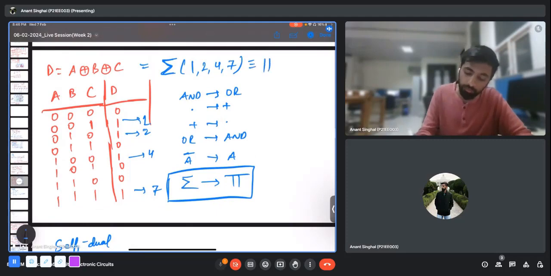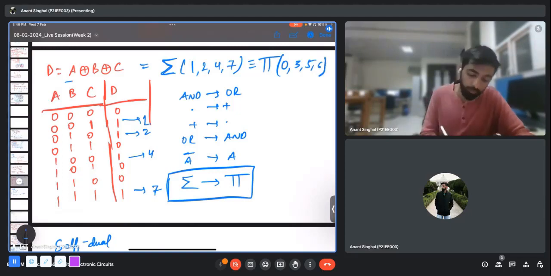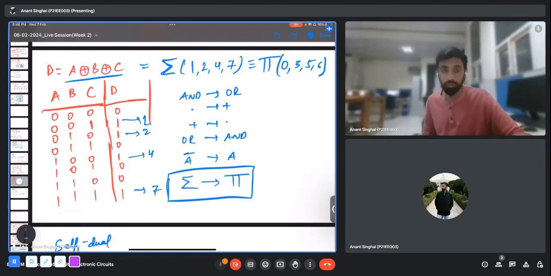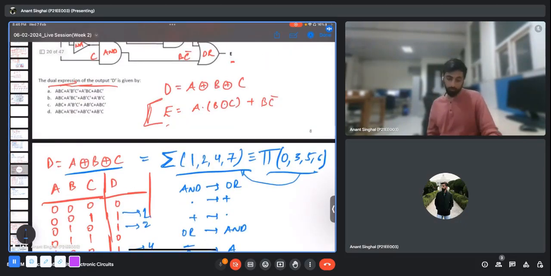So I can write this as maxterm, whatever is left, so 0, 3, 5, 6. Now the good thing about the XNOR function is that it is a self dual. So if you calculate the XOR using the K map and you try to do the maxterms, the thing that will be left are the minterms only. So basically A XOR B XOR C is a self dual. So the XOR function, that is 1, 2, 4, 7, is a self dual.